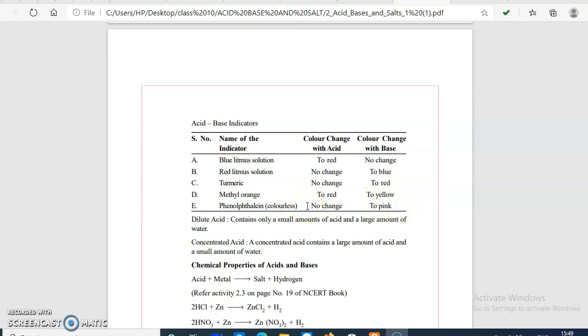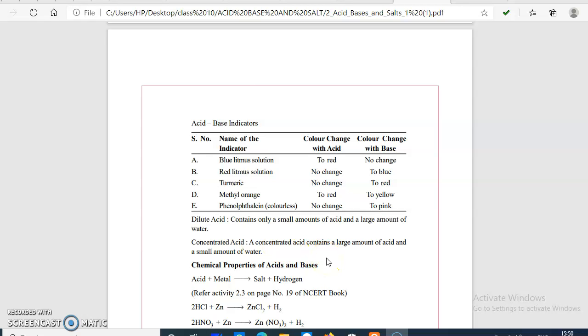Okay, now you have heard about dilute acid and concentrated acid. Dilute acid is acid mixed with a large amount of water. When a small amount of acid is present in a large amount of water, then it is called dilute acid, right? And concentrated acid contains a large amount of acid and a very small amount of water, just to make the medium of that acid, right? So dilute acid has a small amount of acid and a large amount of water, and concentrated acid has a large amount of acid but a small amount of water.